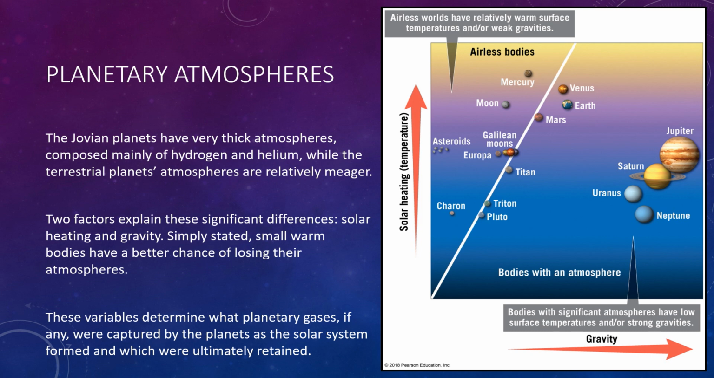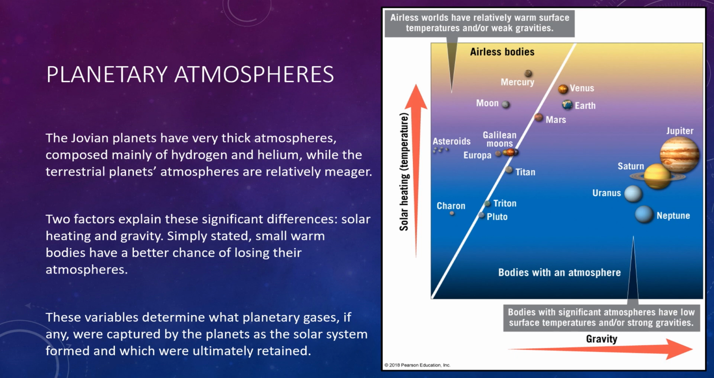The Jovian planets have very thick atmospheres composed mainly of hydrogen and helium, with lesser amounts of water, methane, ammonia, and other hydrogen compounds. By contrast, the terrestrial planets, including Earth, have relatively meager atmospheres that are typically dominated by carbon dioxide or nitrogen, and most small solar system bodies are airless. Two factors explain these significant differences: solar heating, in other words temperature, and gravity. These variables determine what planetary gases, if any, were captured by the planet during the formation of the solar system, and which were ultimately retained.